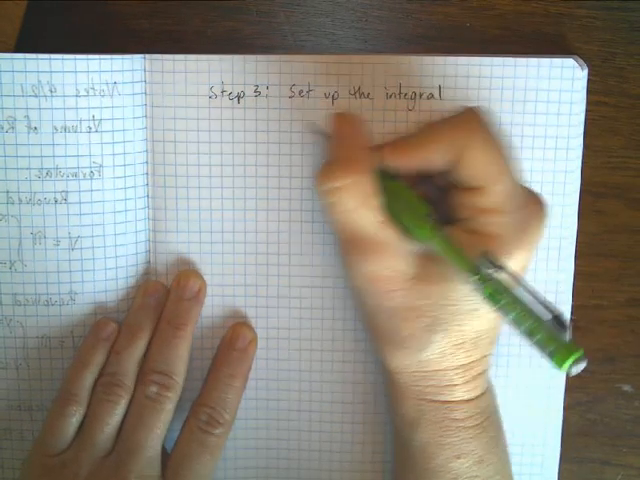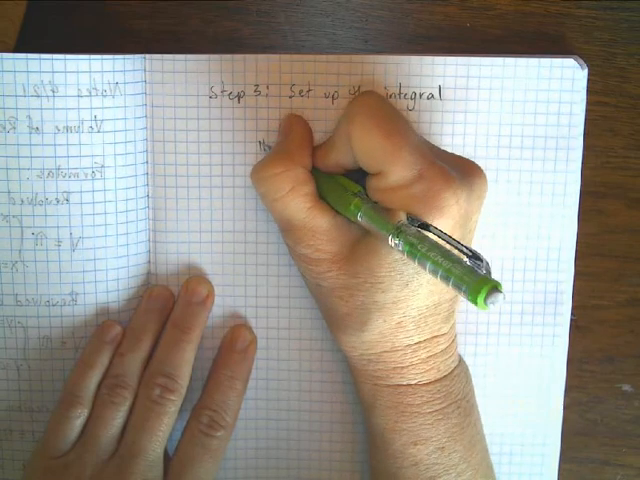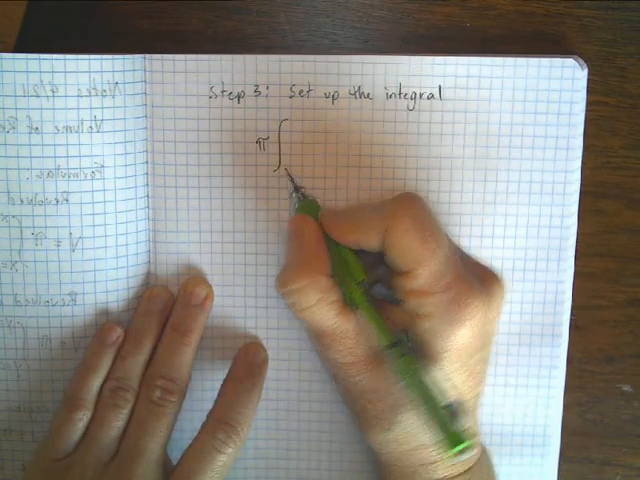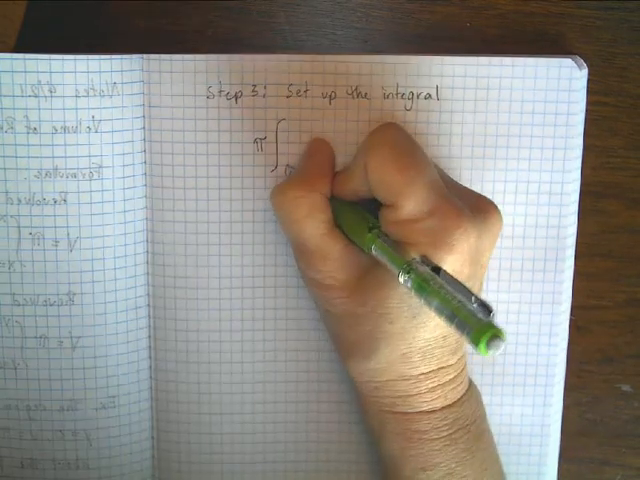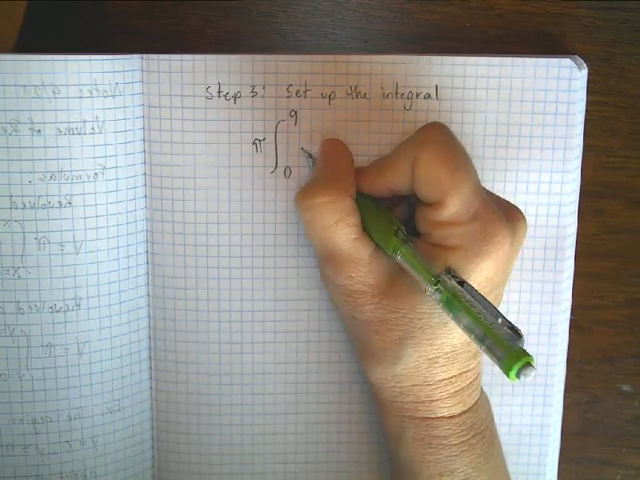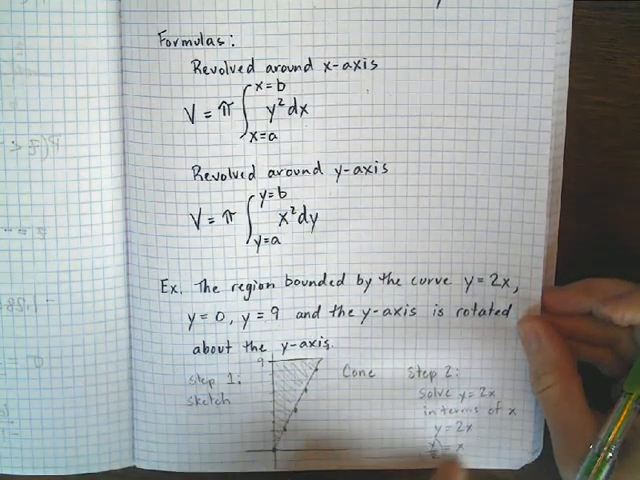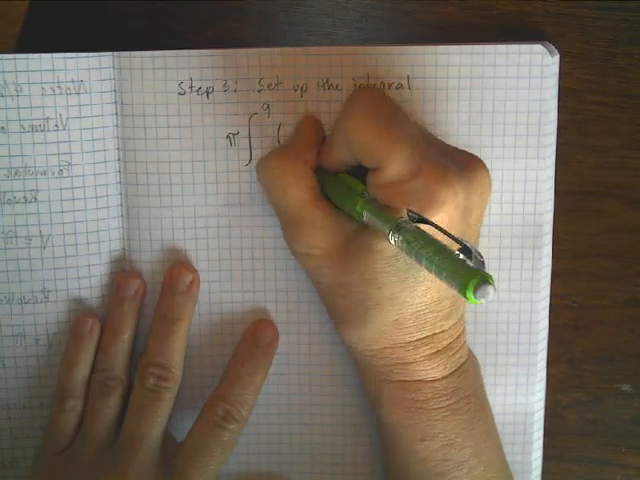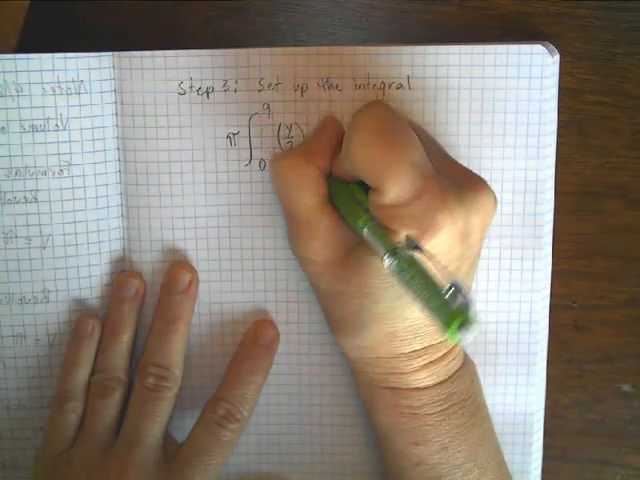Okay, so my integral is going to be pi, and my parameters are going to be y equals 0 up to y equals 9, and then it's x squared dy. Well, what is x squared? X squared is, well, x is y over 2, so it's going to be y over 2 squared dy.